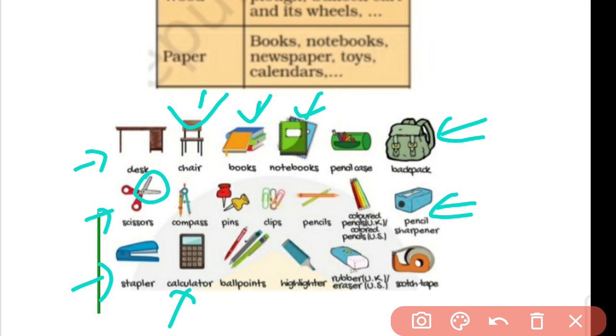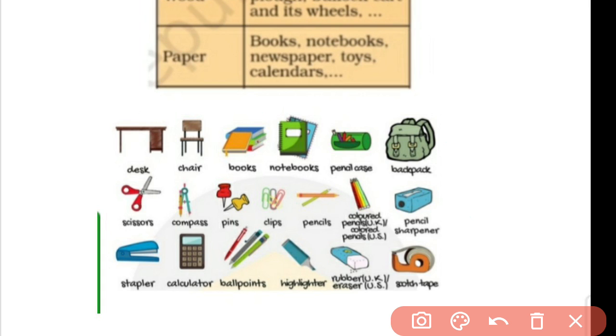Now let us see this backpack. Backpack can be made up of cloth, and it uses plastic also in its formation. These clips, you have seen the paper clips, right? So the paper clips are made up of metal. So you have seen here that we found a lot of materials, out of which different types of objects have been formed.